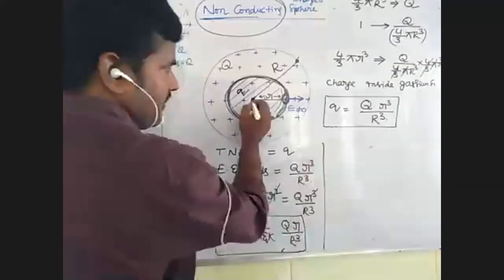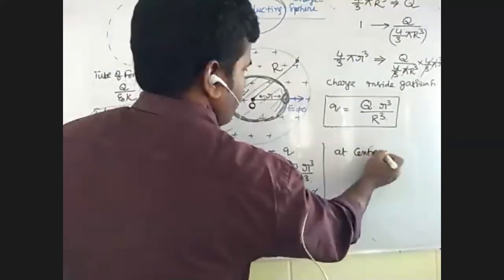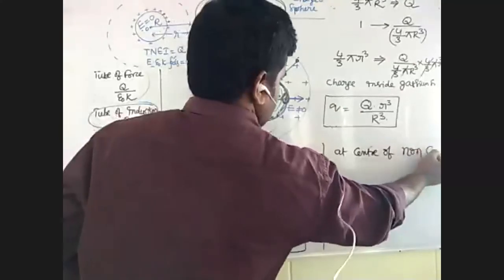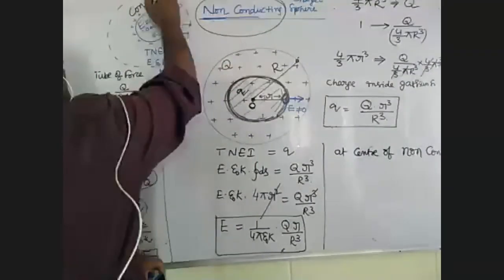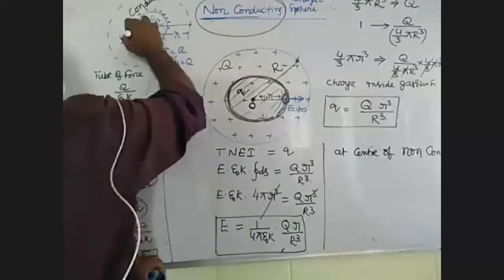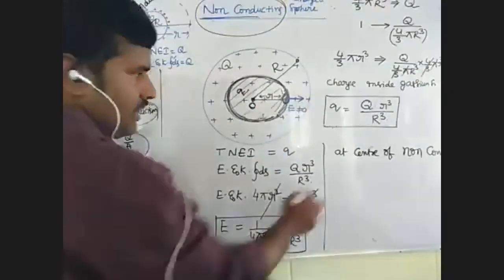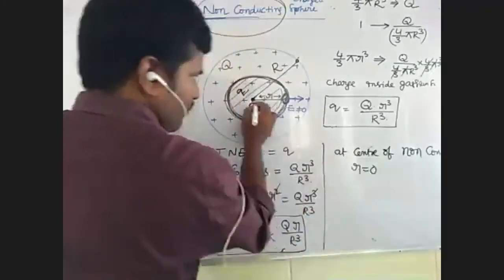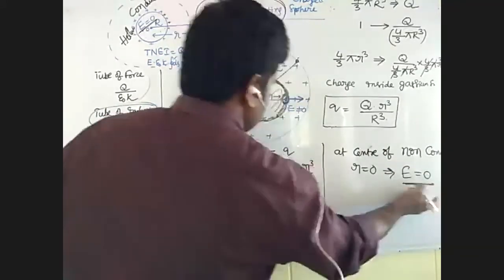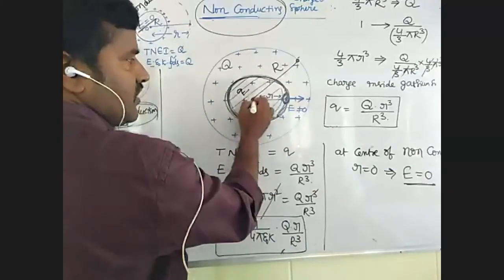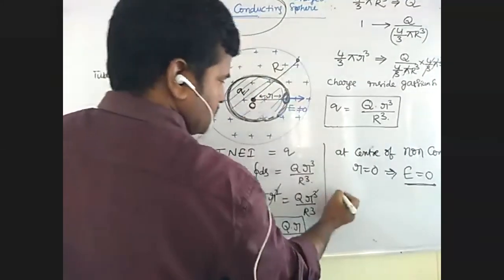At the center of a non-conducting sphere, it is non-conducting, not conducting. For a conducting or hollow sphere, the inside intensity must be zero. But for non-conducting, the inside intensity is not zero. At the center position, small r equals 0, so the intensity is 0. Only at the center of this sphere is the intensity 0.